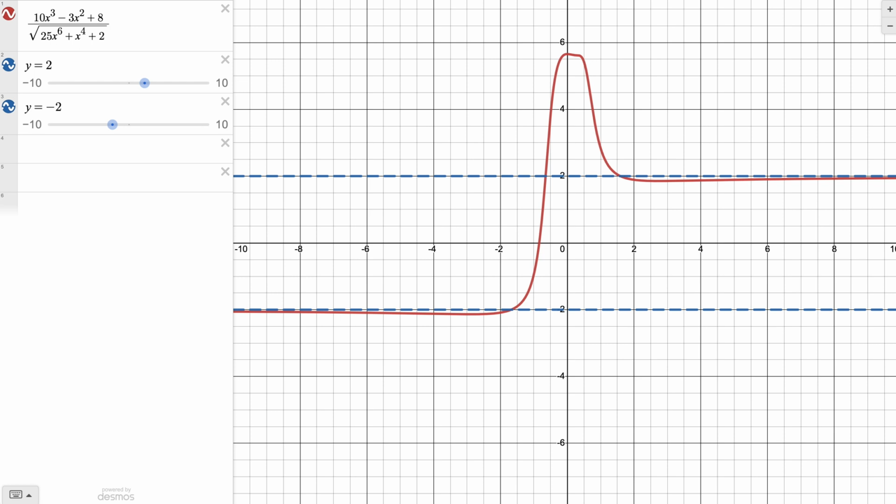So I mentioned horizontal asymptotes. We oftentimes call these kinds of limits horizontal asymptotes, which is just a shorthand for saying limits at infinity.